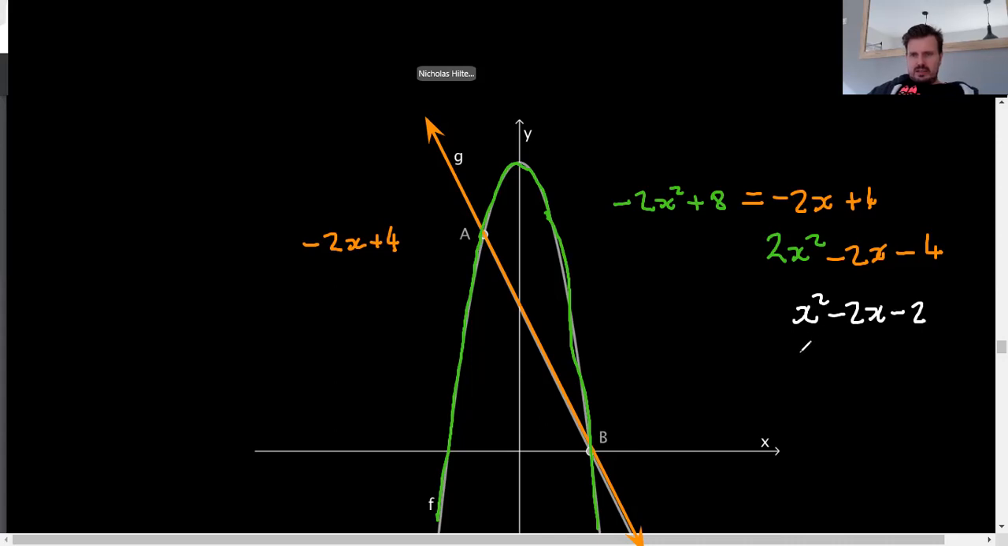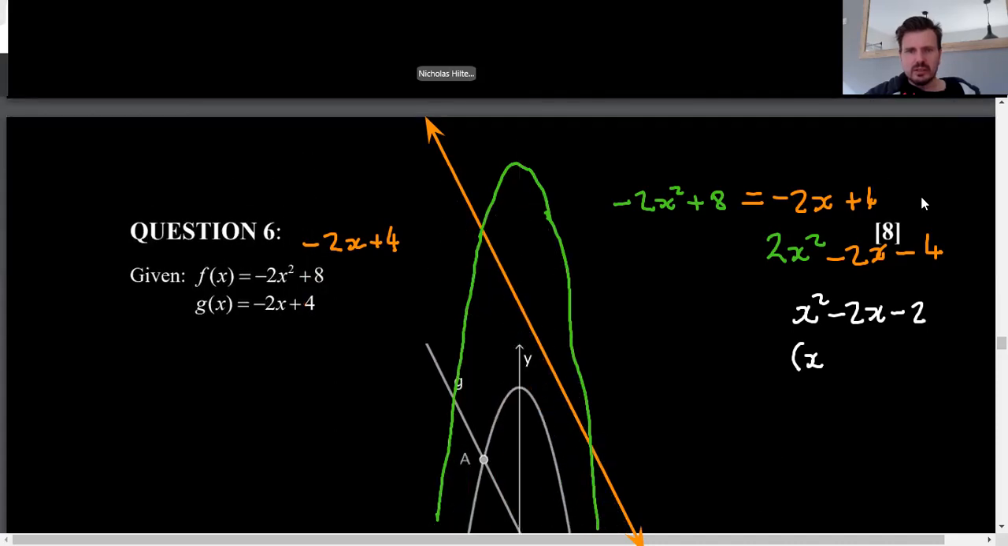And so when I factorize this, I should get... have I written them down right? Minus 2x.